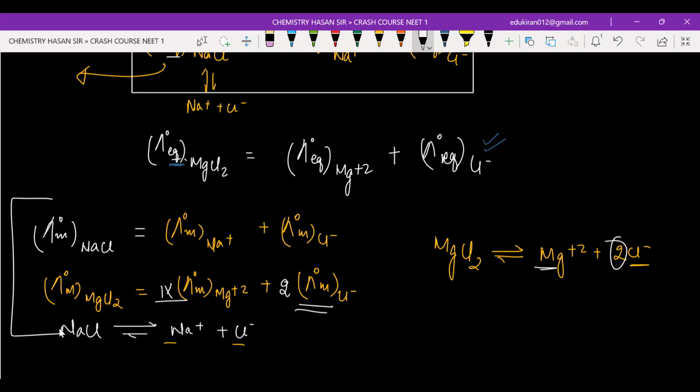Yes, sir. So basically, according to Kohlrausch's law, the equivalent conductivity of any strong or weak electrolyte will be equal to the sum of all the ions in that electrolyte. Please do write it, and then I'm going to give you some questions. So I'm going to start from the very basics.